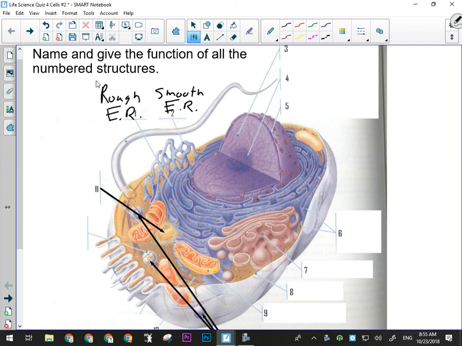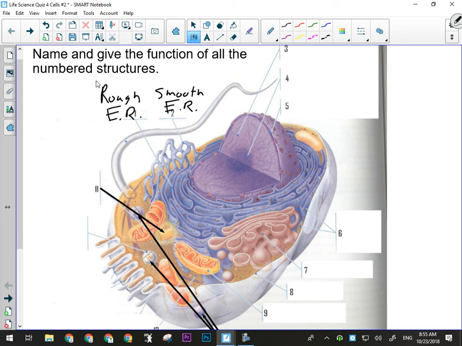I will accept any one of the following functions for the smooth ER: breaks down complex carbohydrates, detoxifies poisons, makes hormones, and which one am I forgetting? Makes lipids, sorry. Lost track of where it was. Okay, so any of those, 1 mark. If they wrote down all 4, it's not 1 mark for each one. They only needed one of those functions to get 1 mark.